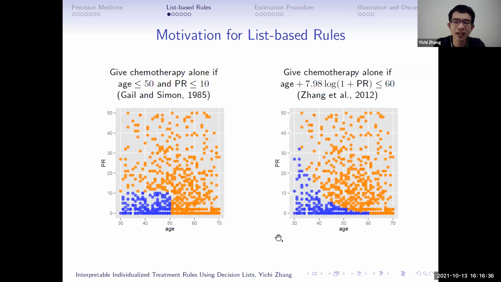But if we have a higher dimension of covariate space, then it is no longer easy to visualize the rule if it is a linear combination of lots of covariates. And furthermore, this kind of rule is more popular in clinical practice. So that's why we would like to consider a data-driven approach to generate this kind of rules.